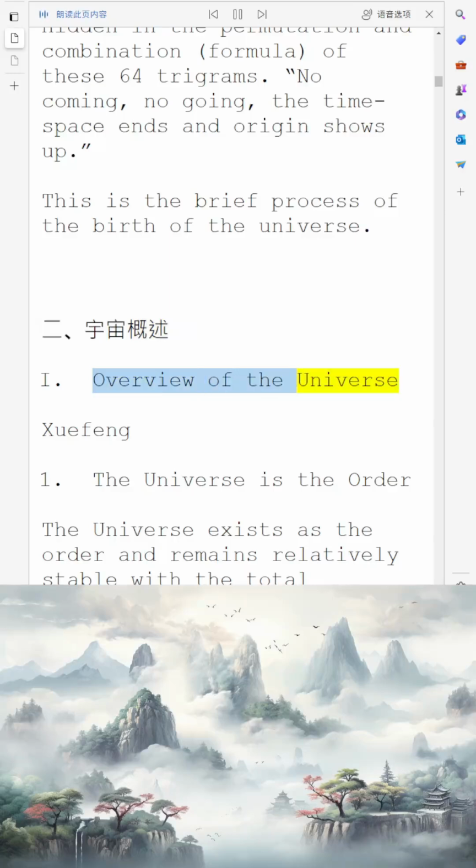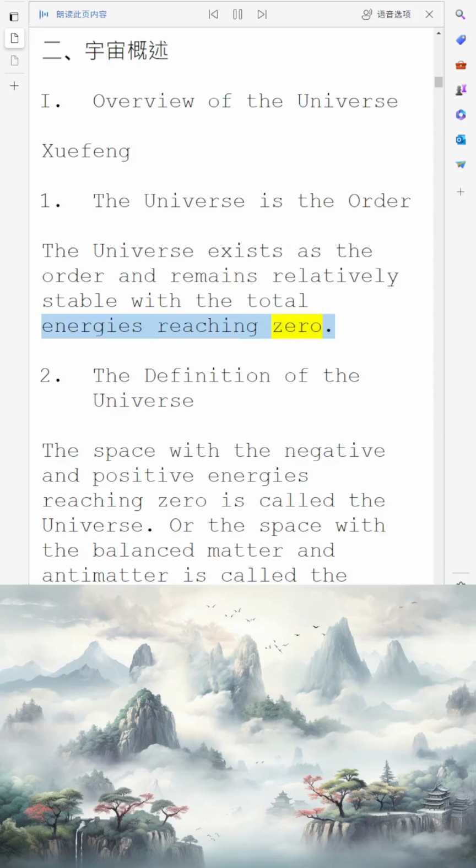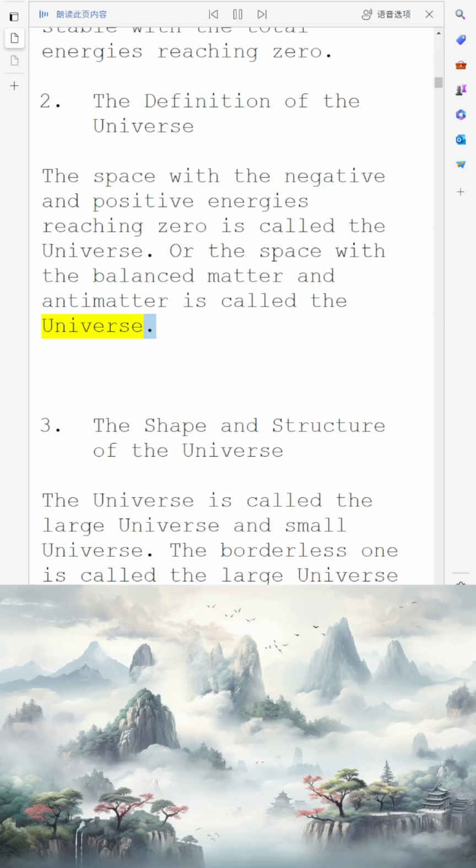Overview of the universe. The universe is the order. The universe exists as the order and remains relatively stable with the total energies reaching zero. The definition of the universe: the space with the negative and positive energies reaching zero is called the universe. Or the space with the balanced matter and antimatter is called the universe.